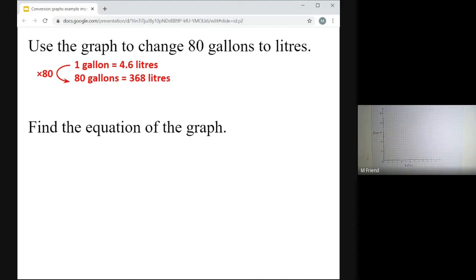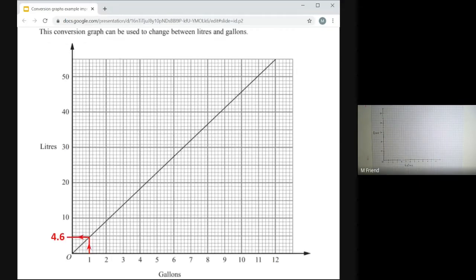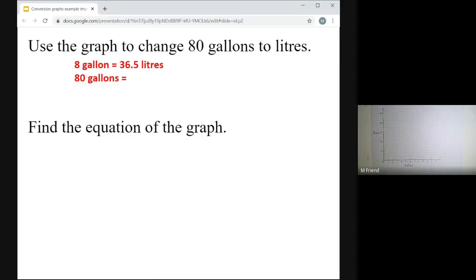368. So I tried to use the graph to look up 80 gallons, but it wasn't on there. And I chose to do this one, didn't I? The 1 gallon, and that comes out as 4.6 litres. But that wasn't my only option. I could have chosen all sorts of things. A lot of people would have chosen something like this. The question wanted 80 gallons, but if you look up just 8 gallons, it's quite easy to use this answer. To get from 8 to 80, it's just times 10. I chose 8 because it's easy to get from 8 to 80.